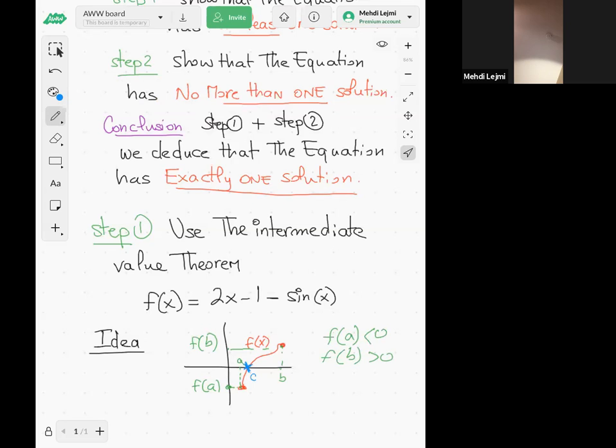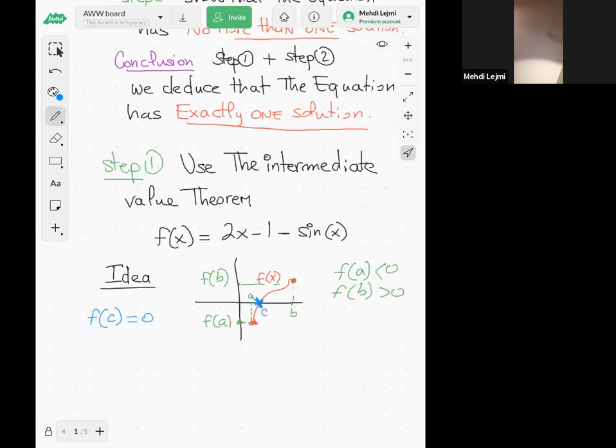So what does it mean for f of x to intersect the x-axis? It means that f of c would be 0, right? So again, c is where your graph intersects the x-axis, so f of c is 0. And if f of c is 0, it means that c is a solution of f of x equal to 0, right? So then c is a solution.